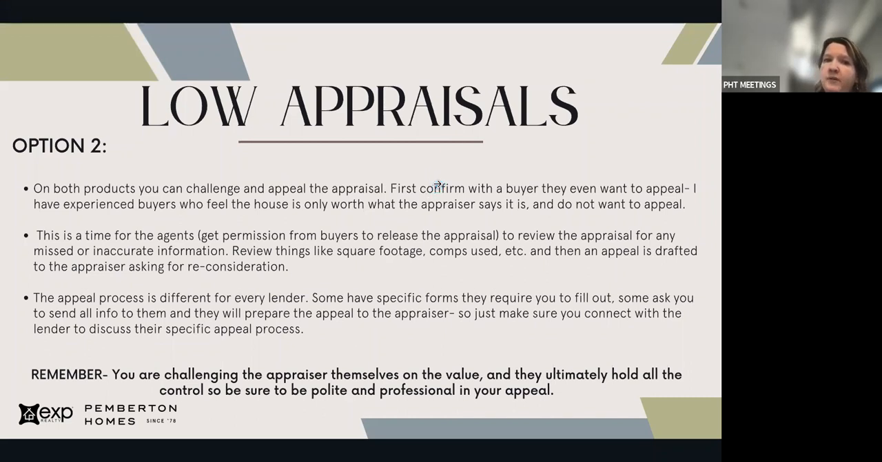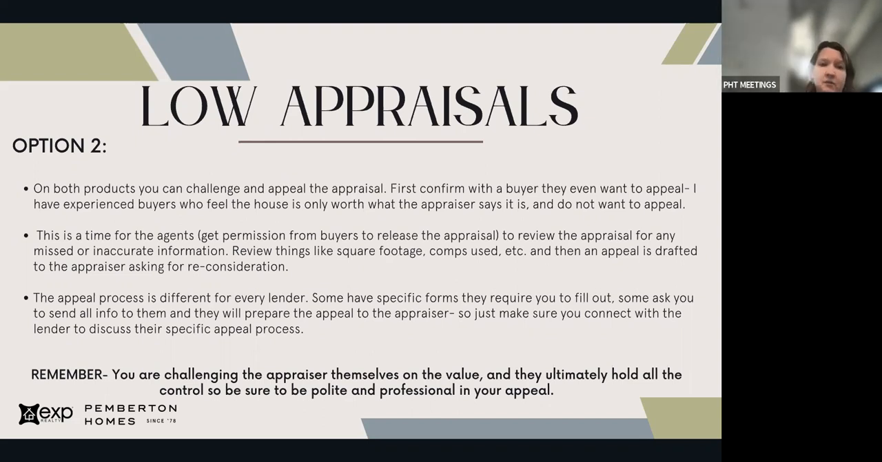So option two, you know, the first one was to negotiate between buyers and sellers on a low appraisal. The second one is you can challenge and appeal the appraisal. First, confirm with the buyer that they even want to appeal, right? I've experienced buyers who feel like, well, no, if that's what the appraiser came back at, that's what the house is worth, and I don't want to appeal this because I don't want to overpay. I've experienced that before. But this is a time for agents, again, to get permission from the buyers to release the appraisal, to review the appraisal for any missed or inaccurate information, review things like square footage and comps used. And then an appeal is drafted to the appraiser asking for reconsideration.